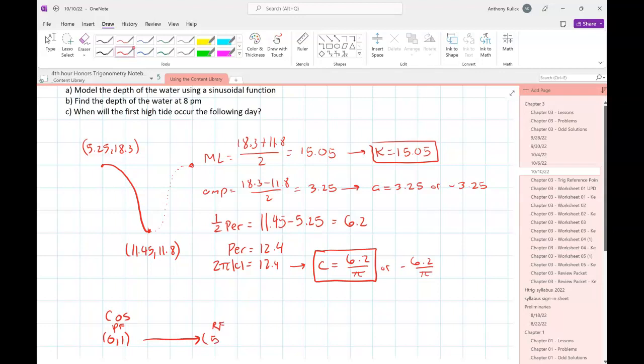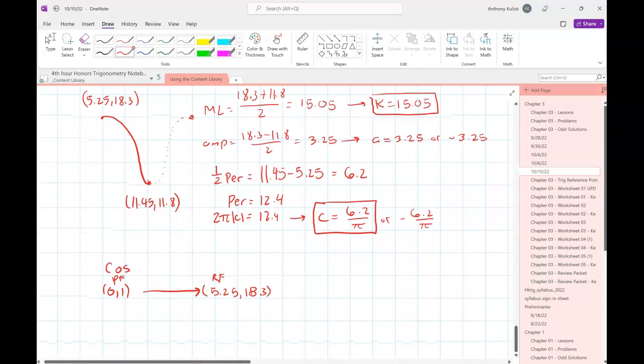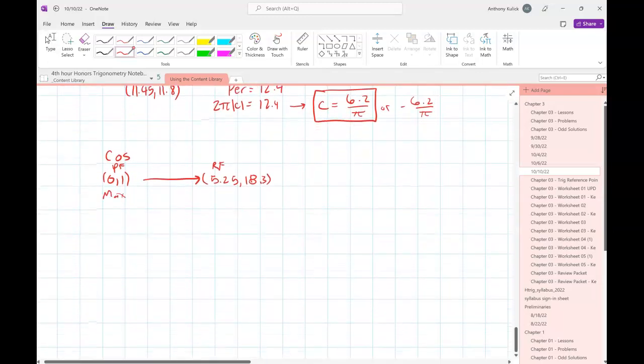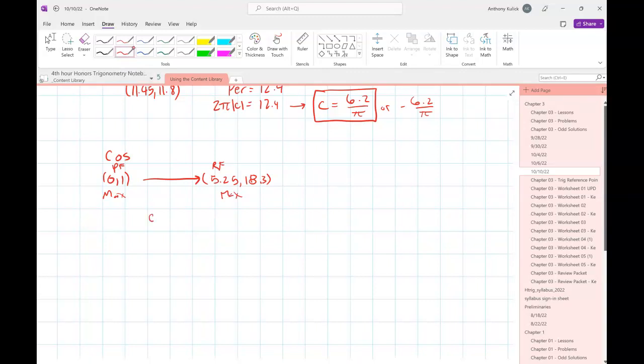Just going to use the first one is fine with me. So (5.25, 18.3) was a maximum, as was the resultant point. So that tells me the a should be positive, and the h should be 5.25. So if we put this all together, I'll call this another h of t function, I guess, since we're talking about heights of water.